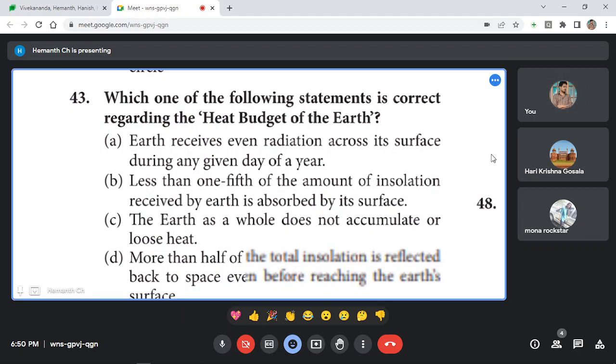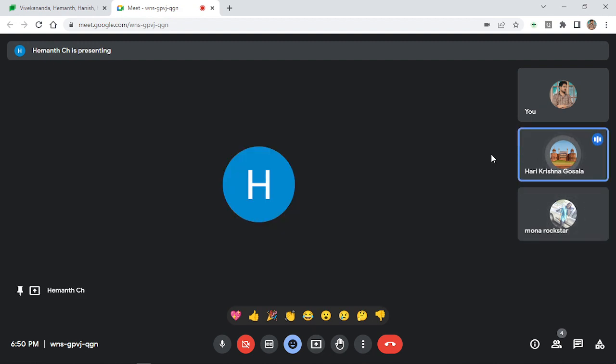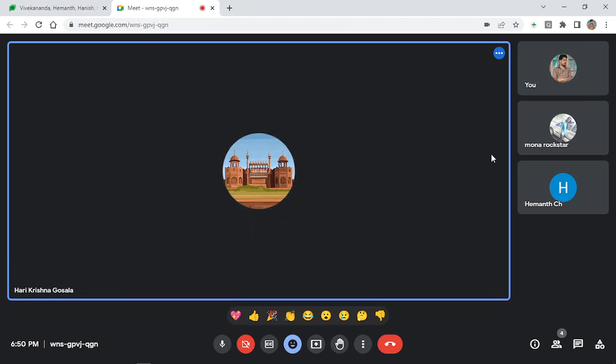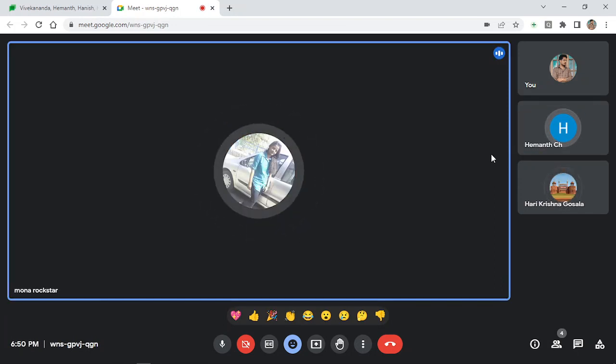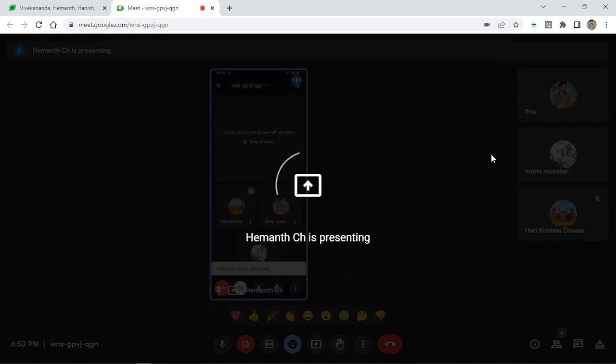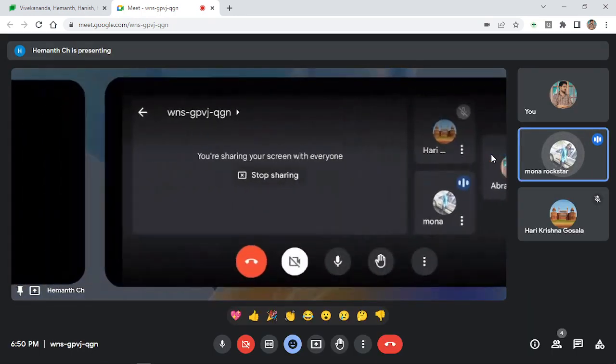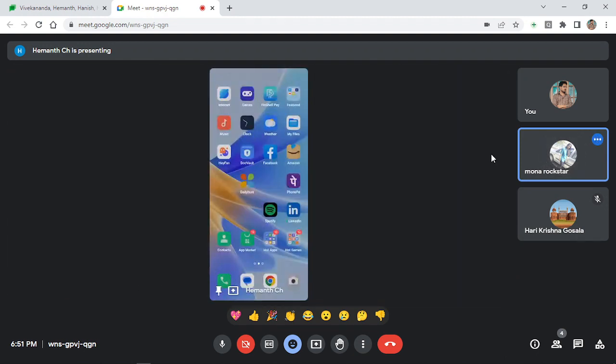Hello. Hello? The screen is not moving. Screen is not moving. Hemant is in the ground. No, no. Who is in the ground? Hare Krishna is in the ground today. Okay. IT professionals go to the ground nowadays.